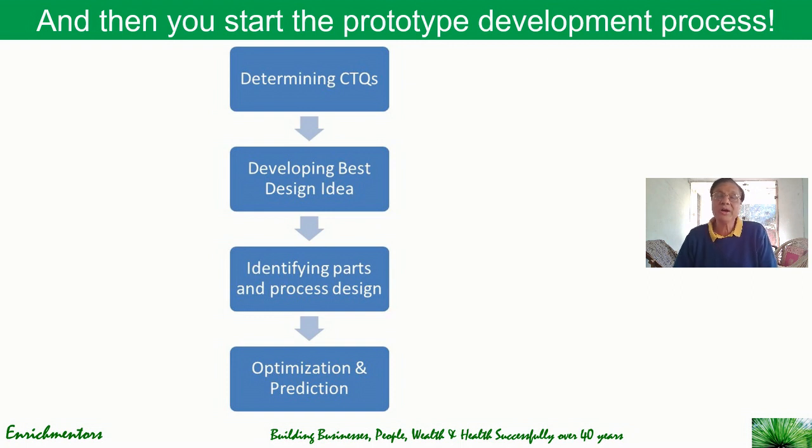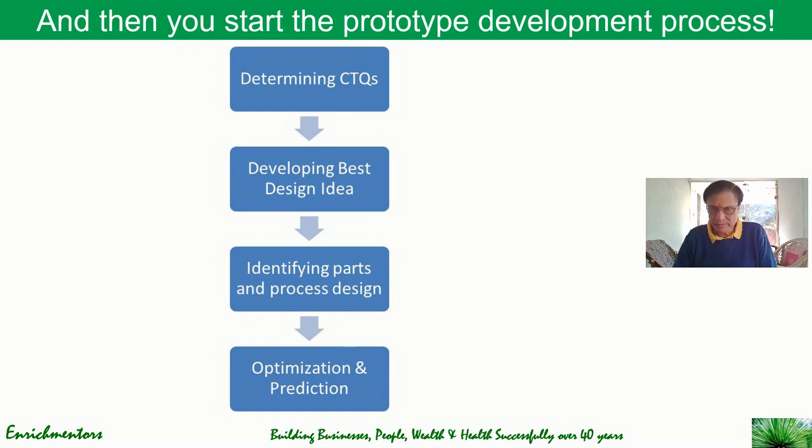And we figure out many design ideas and pick one best idea that will deliver the CTQs in the best possible way, at the lowest possible cost within the target cost, and would meet the requirements of the customers. Once we have developed the design idea and validated it, and taken out the risk attached in terms of its failures, then we get into designing the parts and process design.